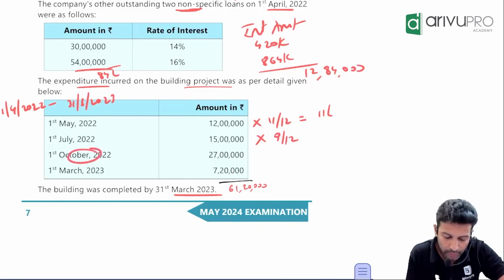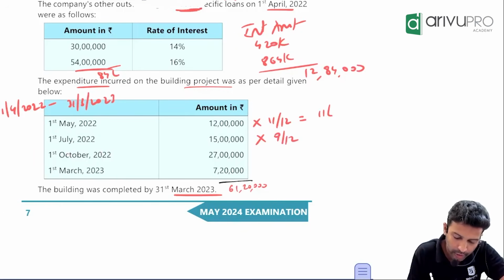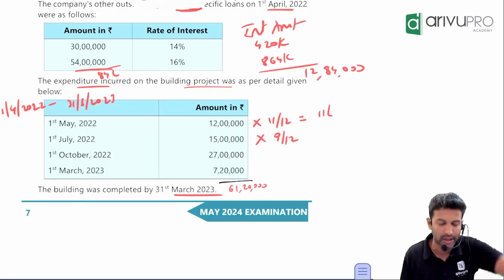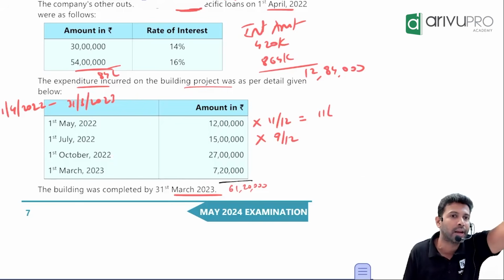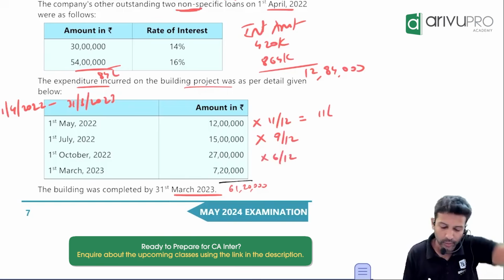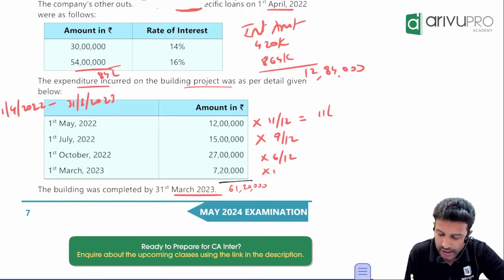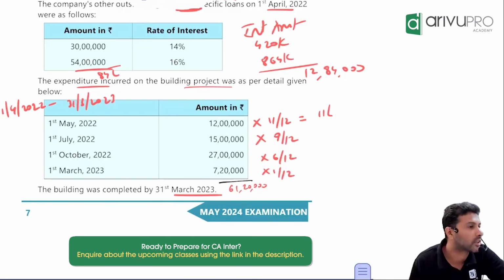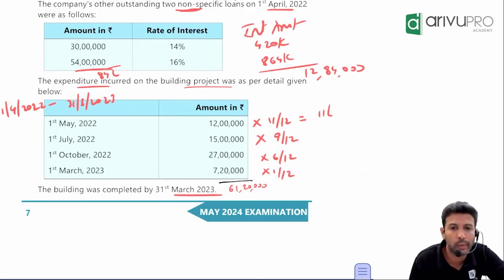Okay, 9 by 12. From October 2022 till 31st March, the construction period: October, November, December, January, February, March. How much? 6 by 12. From 1st March to 31st March, how much? 1 by 12. This you'll have to ask. The whole drama is around the weights over here.